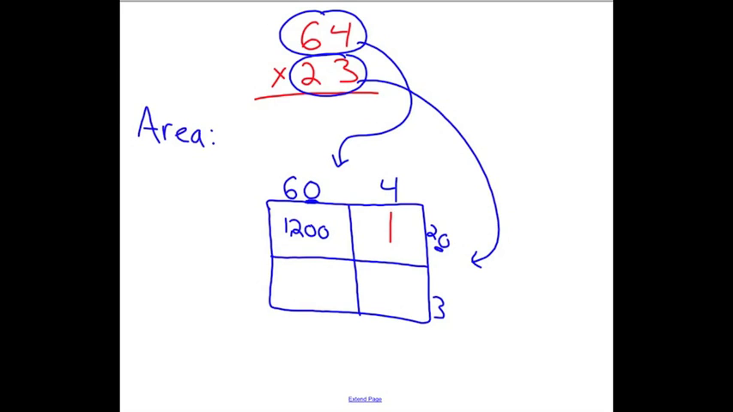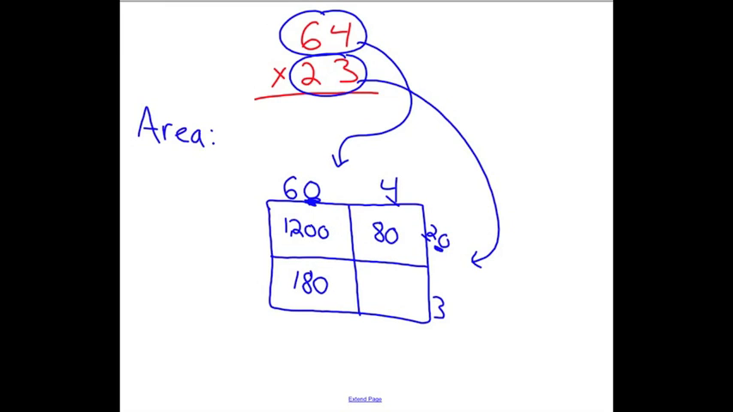New intersection. This box is the intersection of 4 and 20. At the intersection of 4 and 20, I need to put 80 because 2 times 4 is 8 and there's a 0. Can anyone guess what I'm going to multiply in this box? Just look at the intersection. 60 and 3. 6 times 3 is 18, and a 0 for the 60. Okay?